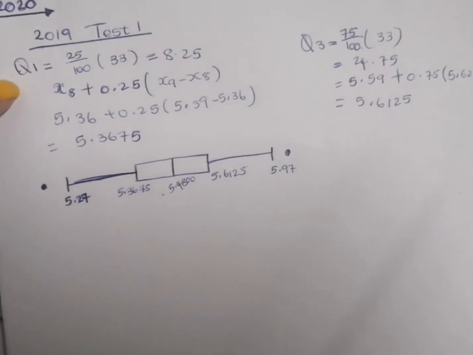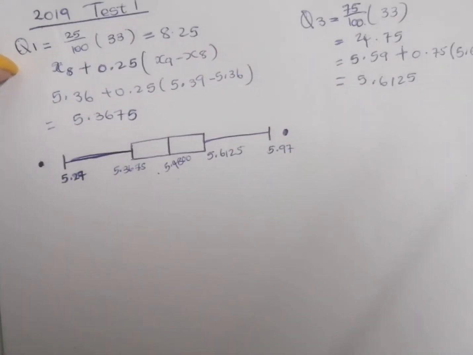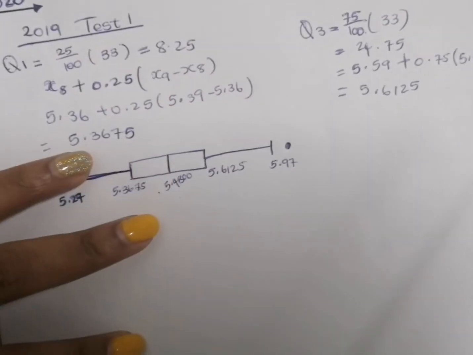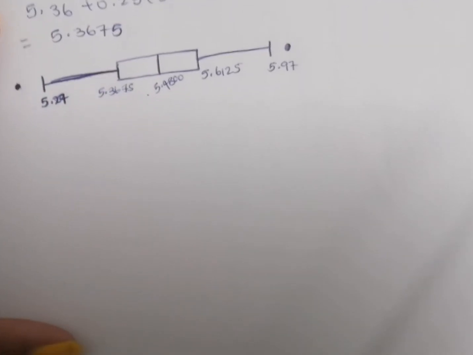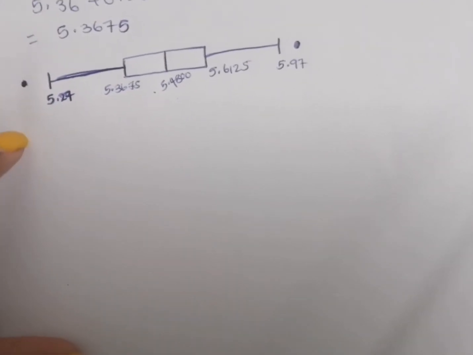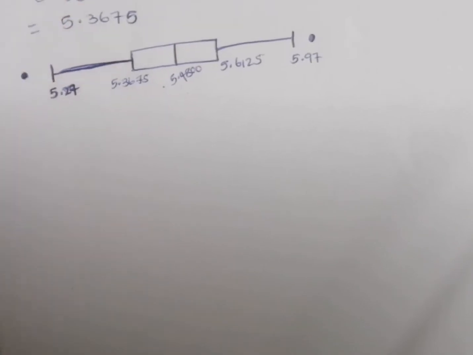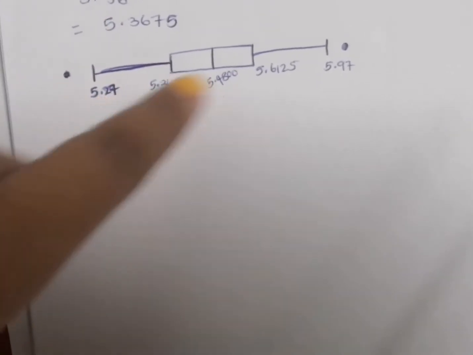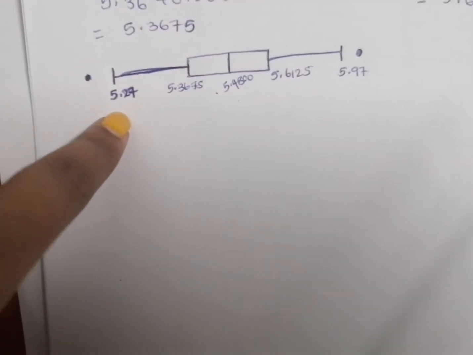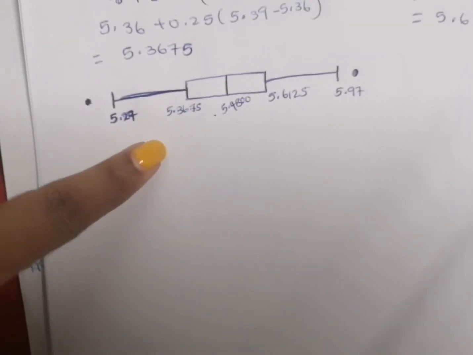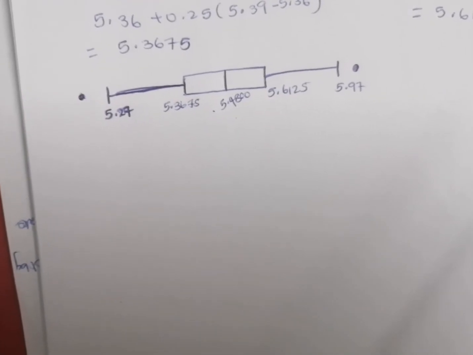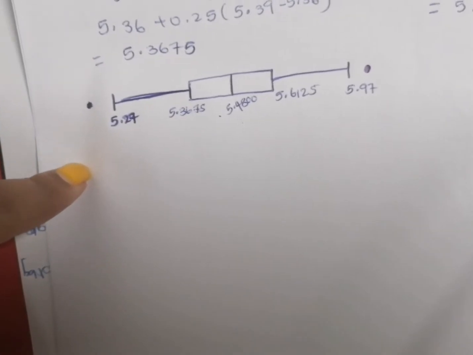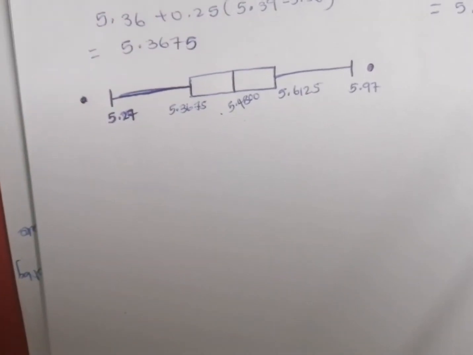Okay, so this is the solution for Q1, the lower quartile, and for Q3, the upper quartile. So this is how we draw the box and whisker, and you know how to check for mild outliers or extreme outliers. You know how to draw your box and whisker. If you don't, please do check out our video on how to draw a box and whisker and determine your outliers, right?